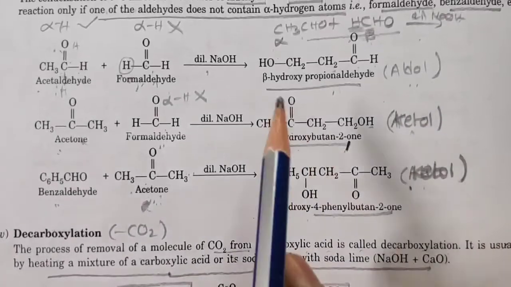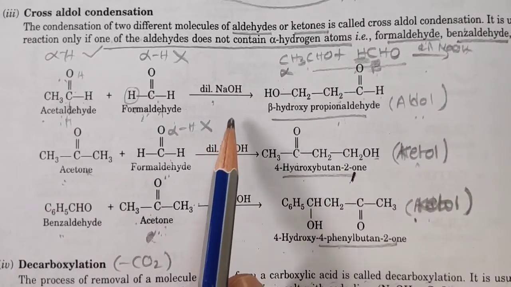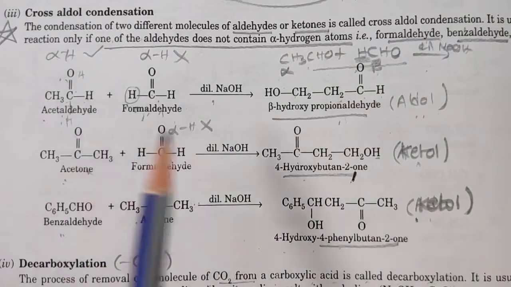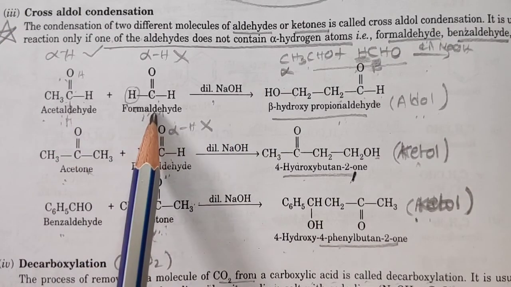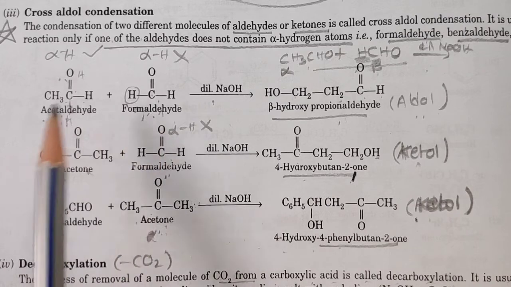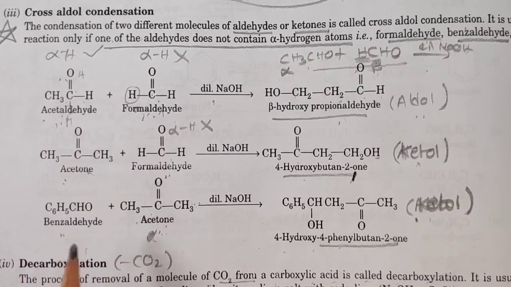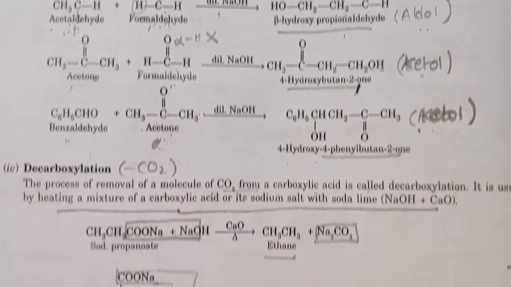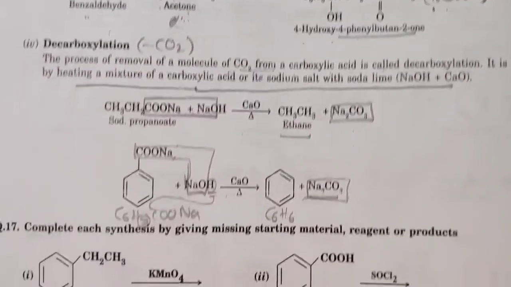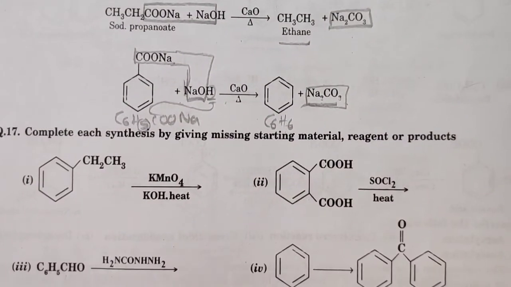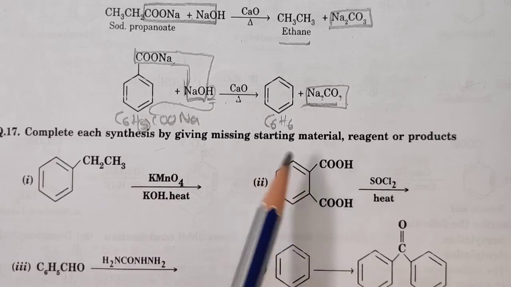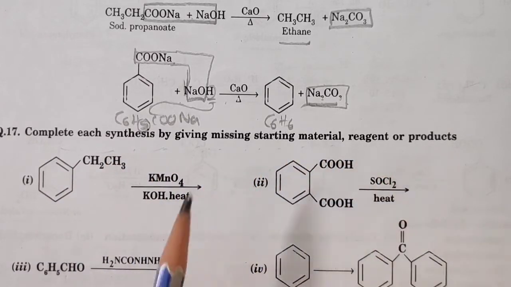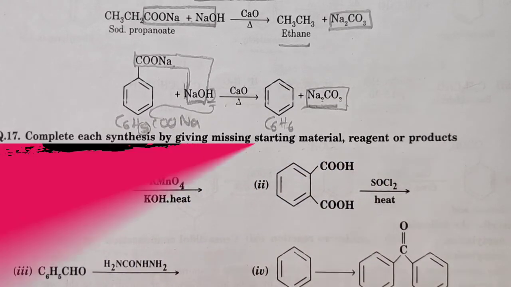If you didn't understand this, I will explain in the next video. The cross aldol condensation of one aldehyde which does not contain alpha hydrogen and one which contains alpha hydrogen, I will be explaining in the next video. Understood? So we will stop here. In the next video we will continue with question number 17 of your textbook questions, that is, complete each synthesis by giving the missing starting material, reagent or product. Till then, thank you very much.